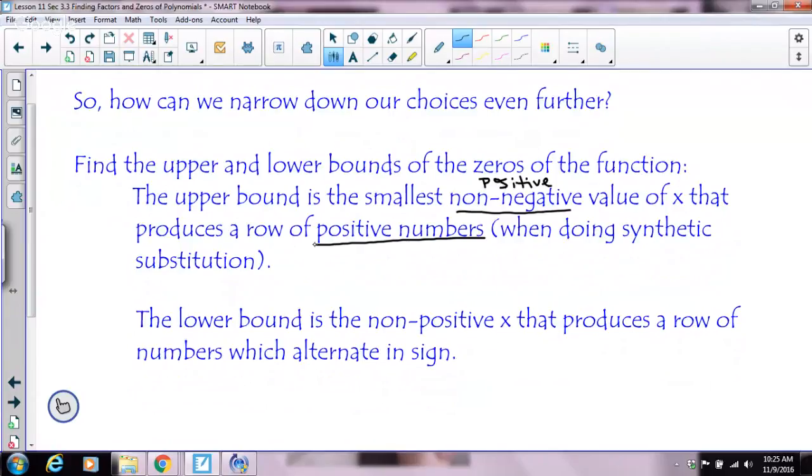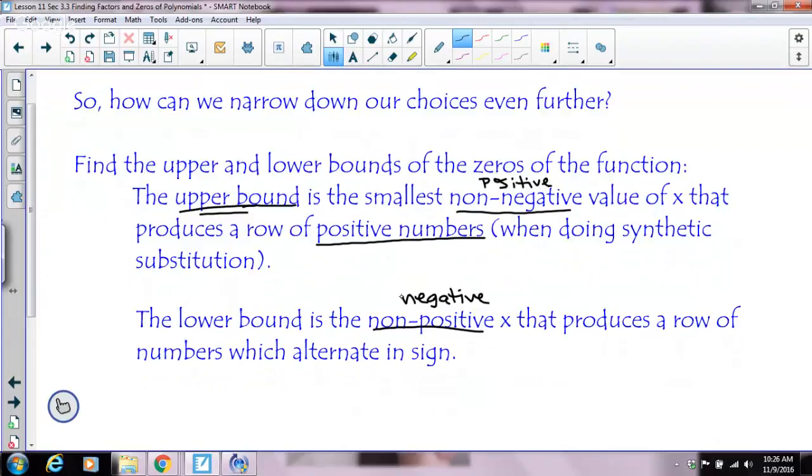So if all the other numbers are positive and you've got a 0, then just say it's a positive and you got a row of positives, okay? Or if you've got alternating signs except for that one and you need it to be a negative, then it is. 0 can be whatever you need it to be, okay? So then that's the upper bound. The upper bound, meaning no 0 is going to be bigger than that because you get a row of positives, okay? The lower bound is the non-positive. What's non-positive? Negative. Okay.